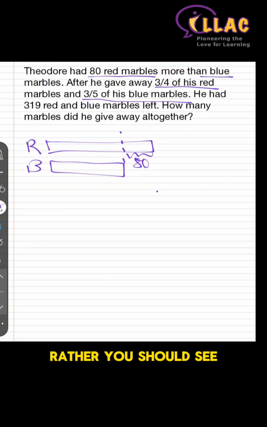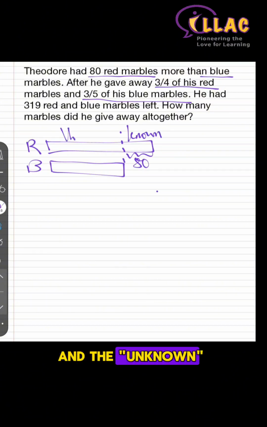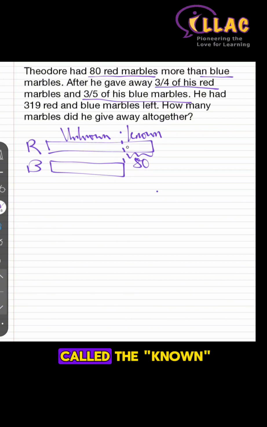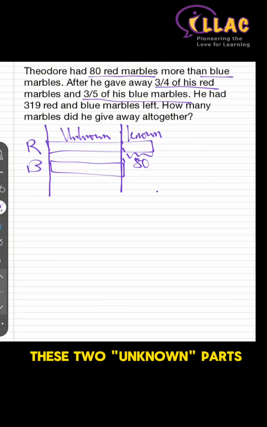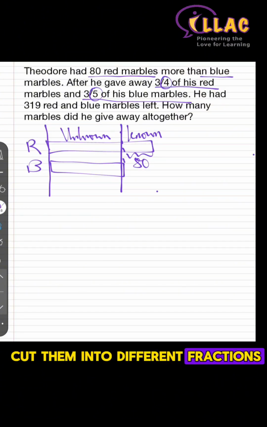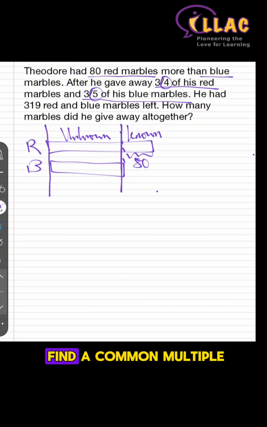Rather, you should see it as the known part over here and the unknown part over here separately. Why is this called the known? Because you know exactly that's 80. Simple as that. You know that is 80, and if you cut them up this way, you will know that these two unknown parts are exactly the same size. And when they are the same size, it is okay to cut them into different fractions because you can easily find a common multiple and make them the same size.